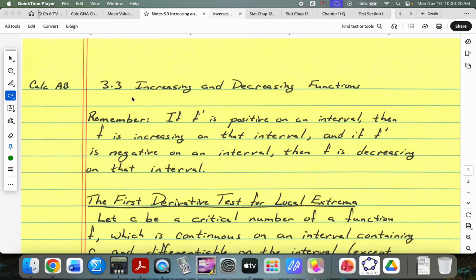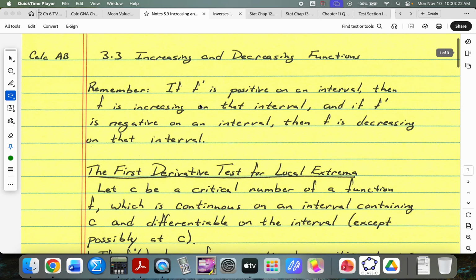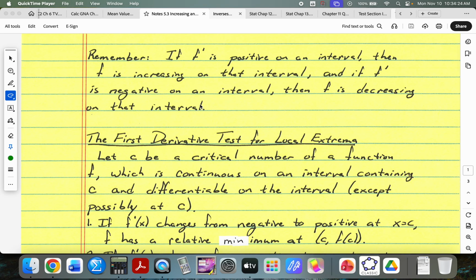It's actually 5.3. Just as a reminder, if f prime is positive on an interval, then f is increasing on that interval. And if f prime is negative on an interval, then f is decreasing on that interval.